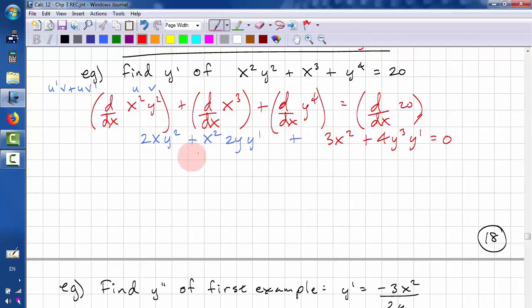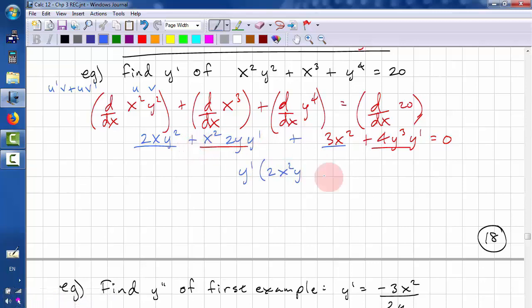Okay, we need to keep this on the left-hand side. This goes to the right-hand side. And we want to factor out a y prime. So y prime, that leaves us with 2x squared y. We want to order our polynomials.